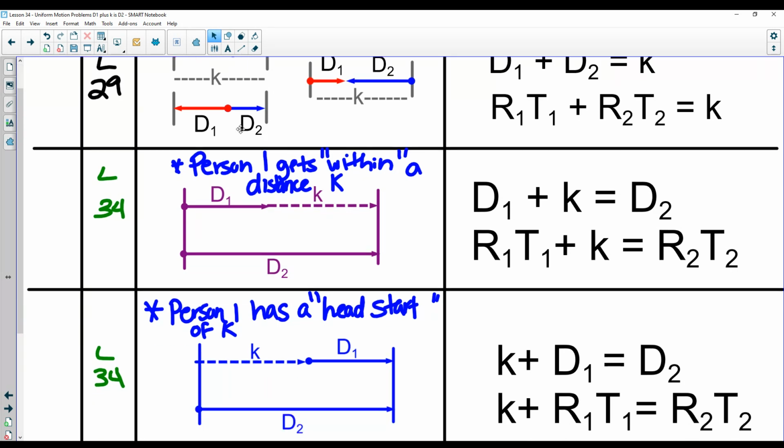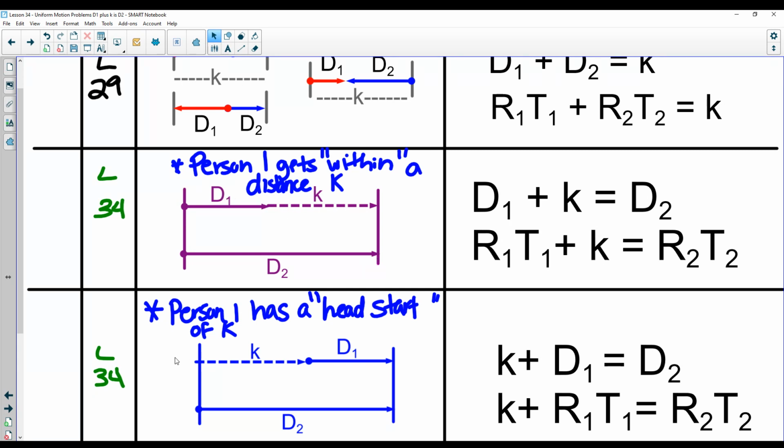Today, we're going to discuss these next 2 problems for uniform motion. And they're both going to start with the first distance plus a constant equals the second distance. My first mode would be something like person 1 gets within a distance k of person 2. Somebody gets a, not a head start, that's the next one. Person 1 gets within a certain distance, not catching them, but gets within a certain distance.